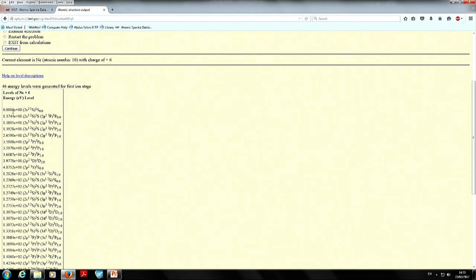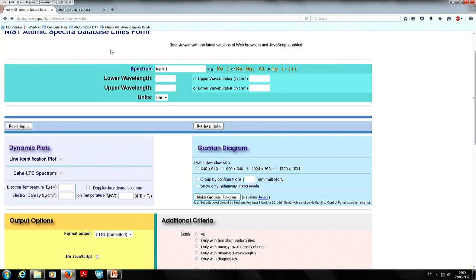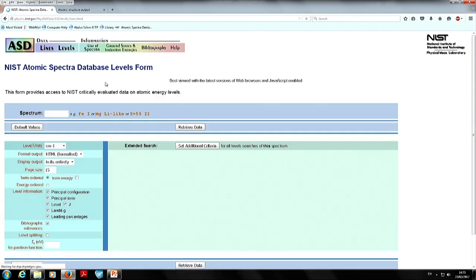In the output, we certainly have the energies right here in electron volts, and this is the level notation. Of course, the ground state 2s squared has zero energy, and then we go higher and higher. Let's just quickly compare this calculation with what we have in the Atomic Spectra Database. So we take also neon 7, electron volts. So we have the same values.